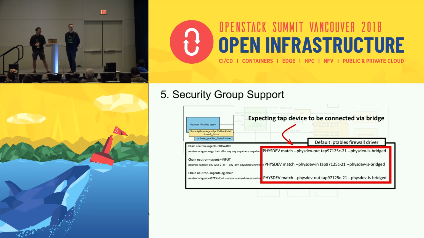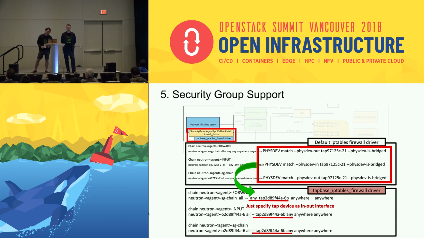The last part is the security group. The default iptables firewall driver expected the tap devices to be connected by a bridge, but we are not using any bridge. So we had to change the condition in the default firewall driver that judges whether the traffic is intended for the VM or not, by checking if incoming or outgoing traffic is associated with the VM's tap device. Otherwise, the VM's traffic is not routed through the security group chain.